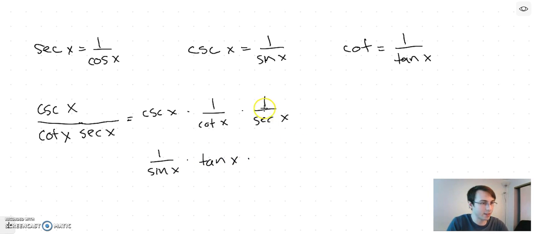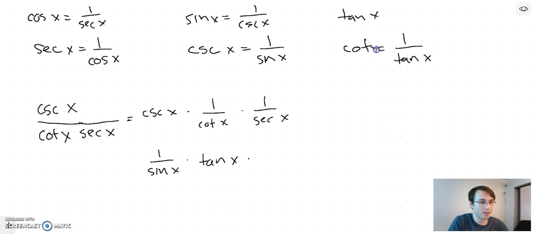And then secant x. Another thing to know: since secant x equals 1 over cosine x, then cosine x equals 1 over secant x, and sine x equals 1 over cosecant x, tan x equals 1 over cotangent x. So this is just another word for cos x.